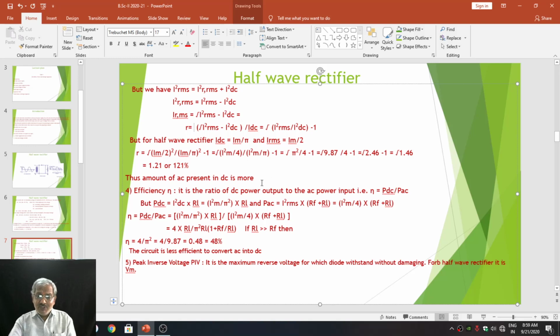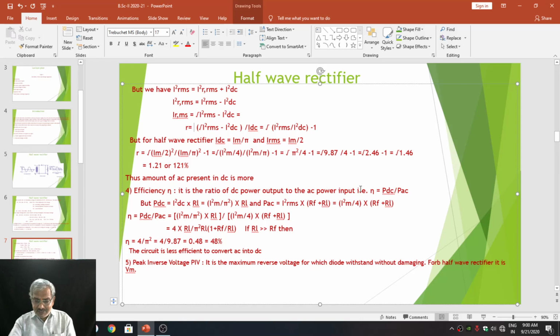Now, to proceed further, to determine the efficiency of the half wave rectifier. As far as efficiency of the half wave rectifier is concerned, it is defined as the ratio of DC power output to the AC power input.